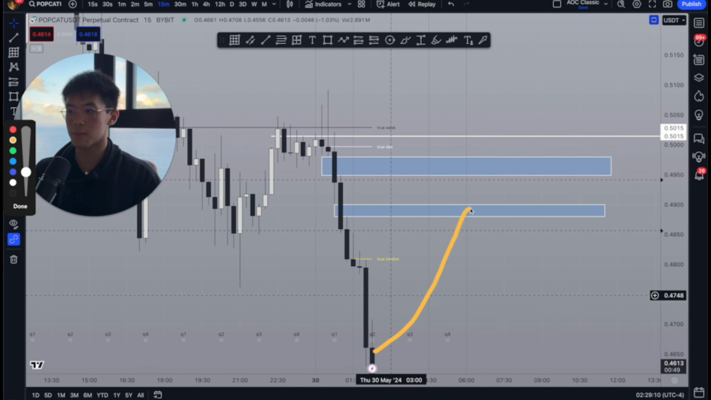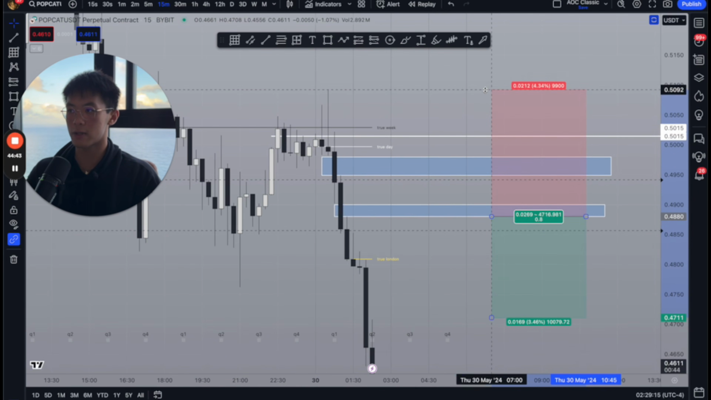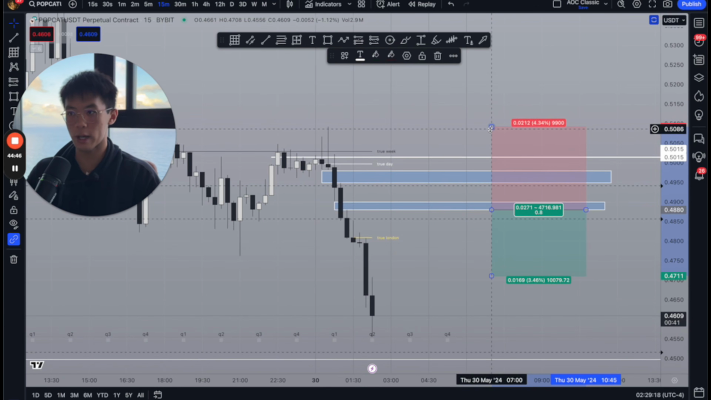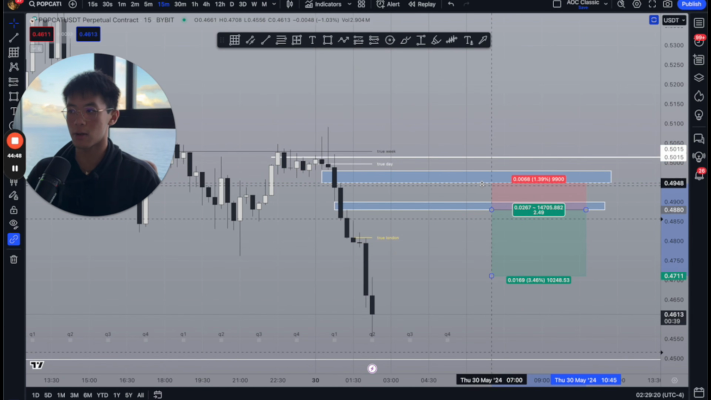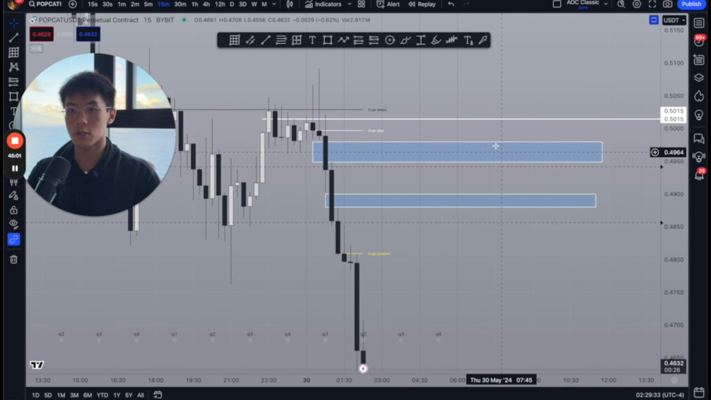So once price retraces back into these areas, this is your fair value gap, and you're going to place the stop loss on the most recent weak high. That is one way that you can place your stop loss. The other way is to place it on the top of the fair value gap. And when I say top of the fair value gap, I mean you're just going to place your stop loss at a point of invalidation.